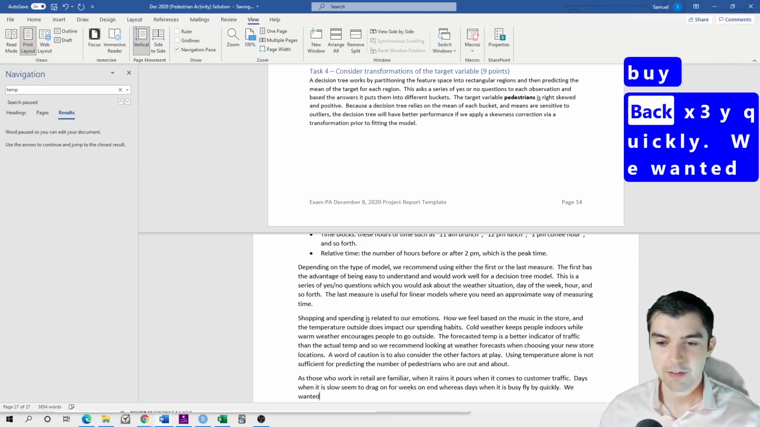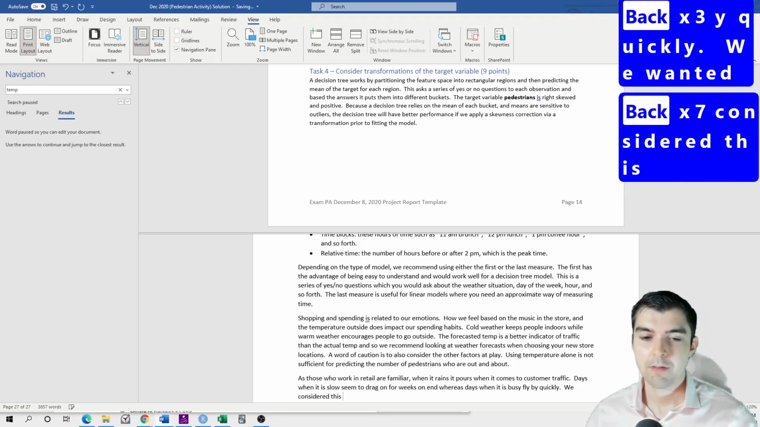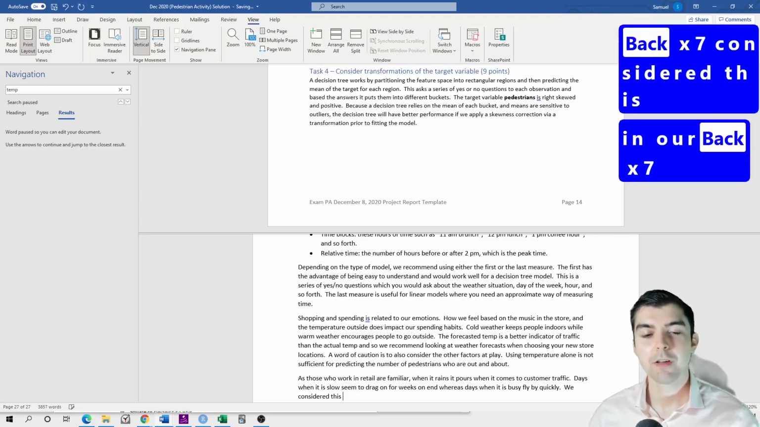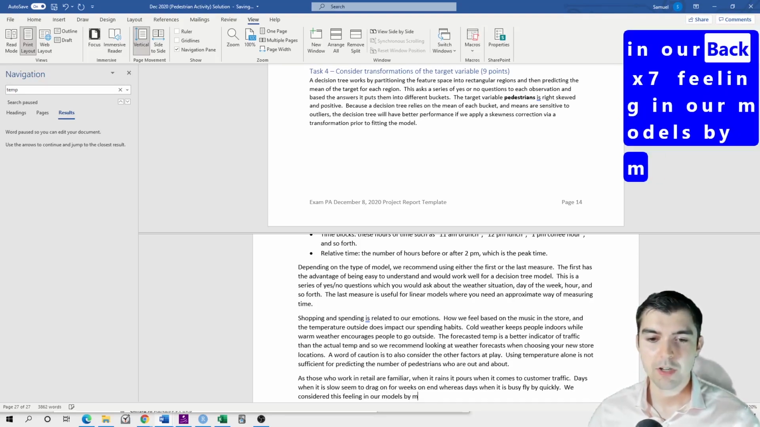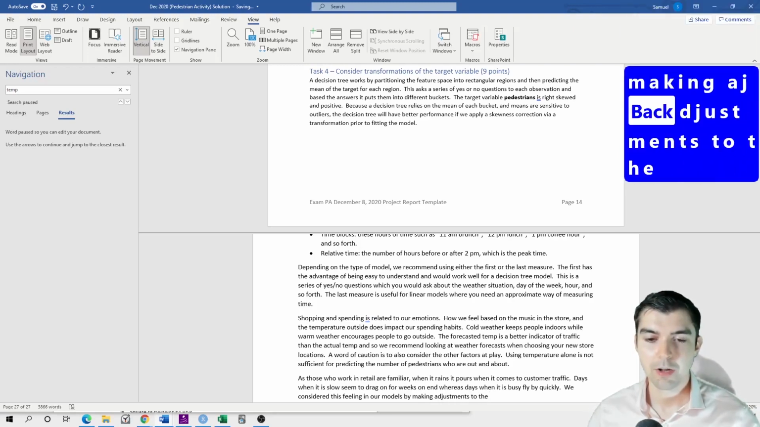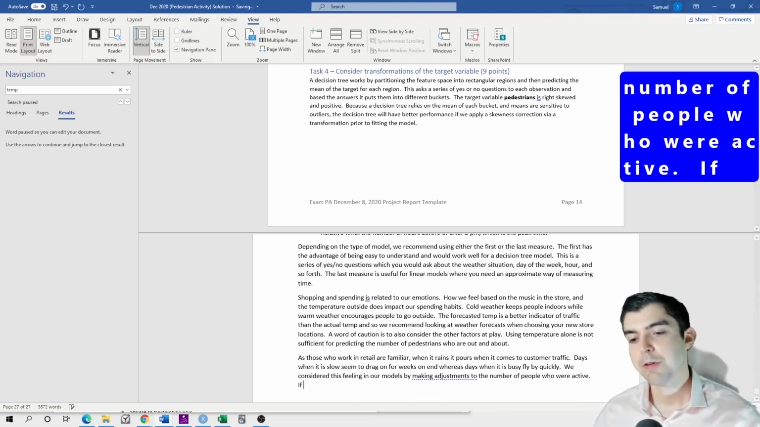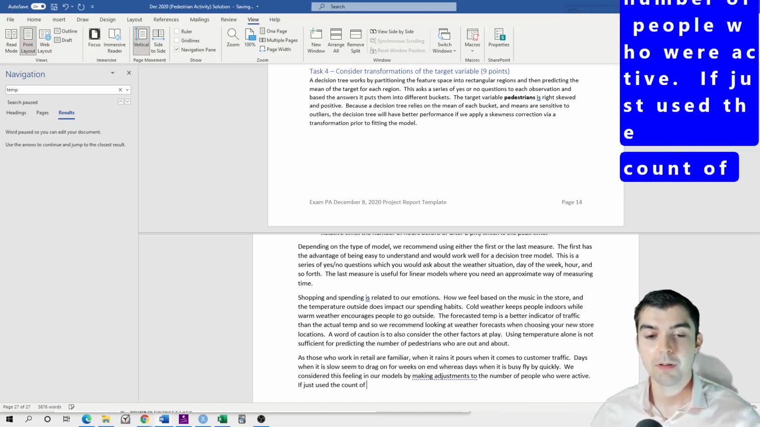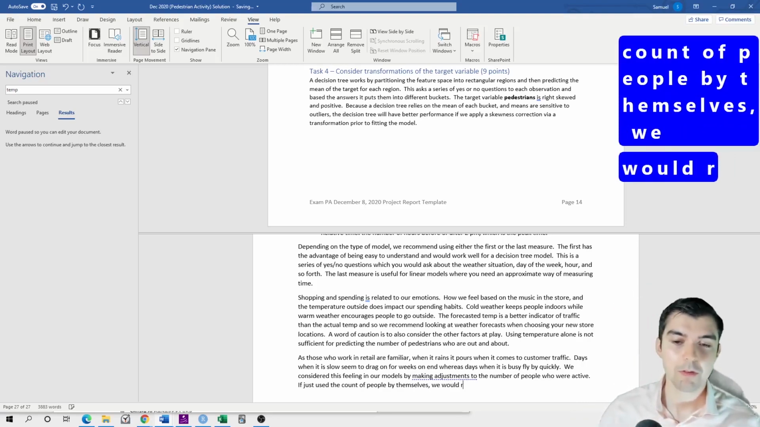We wanted to consider this. We considered this feeling in our models by making adjustments to the count, to the number of people who were active. If we just used the count of people by themselves, we would run into problems.